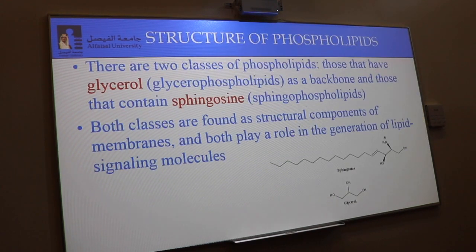So, we said that there are two classes of phospholipids. Those that have glycerol, we call them glycerophospholipid, and those that contain sphingosine, we call them sphingophospholipid. But these two classes are structural components of the cell membrane, and they also are involved as signaling molecules. This is sphingosine, and this is glycerol. No structures are required in this lecture. So you don't need to memorize the structure, but you need to understand the structure and the property of the structure.